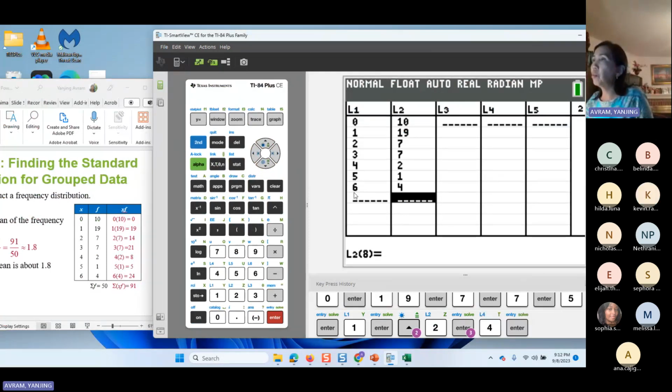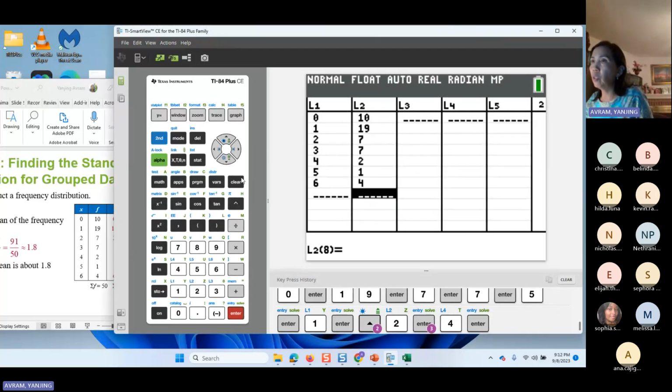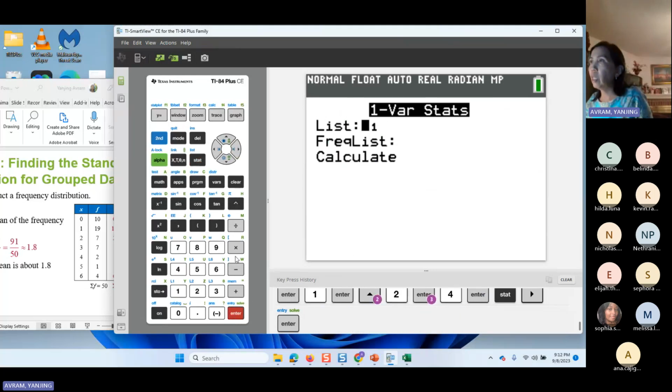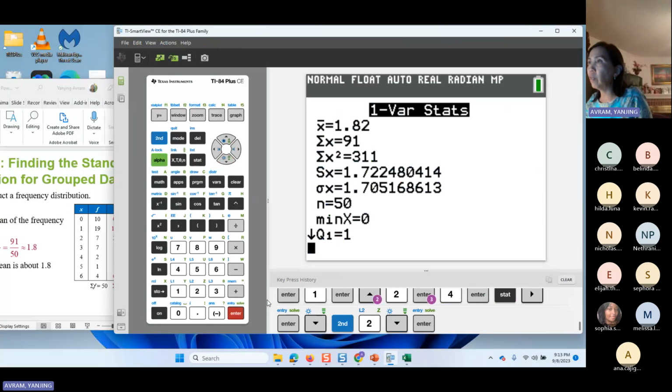All right, so always make sure your left and right have the same height, the same number. Otherwise, if it's not paired, it won't work. All right, and then go to STAT and then go to CALC, right? And then I have my frequency here is L2. So second 2 is L2. All right, and then we just go ahead here, calculate.